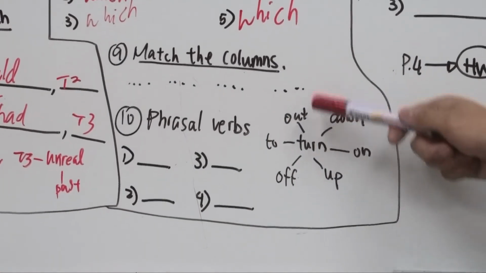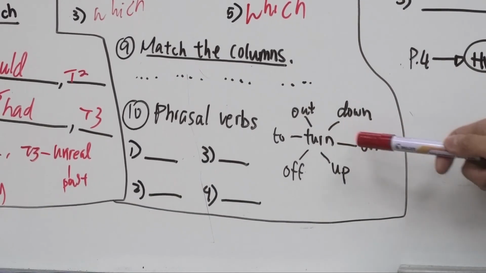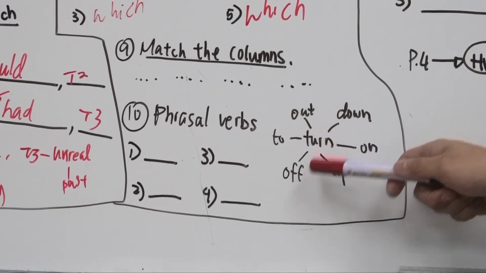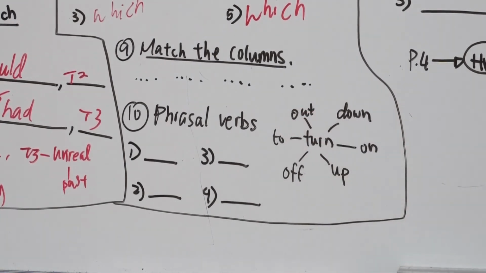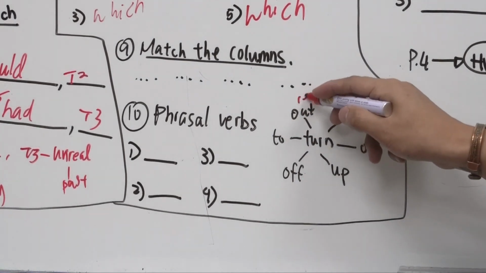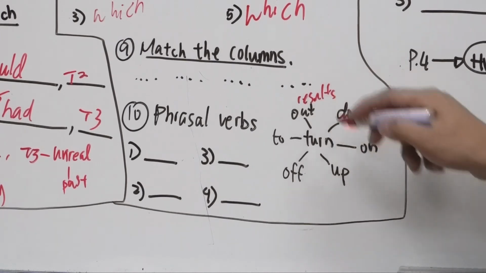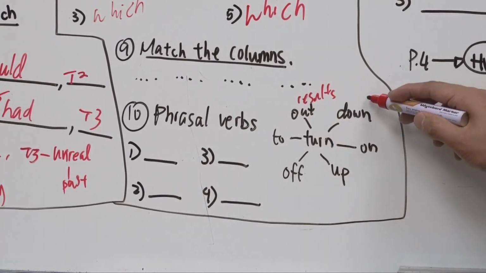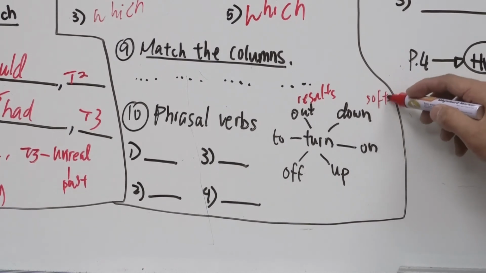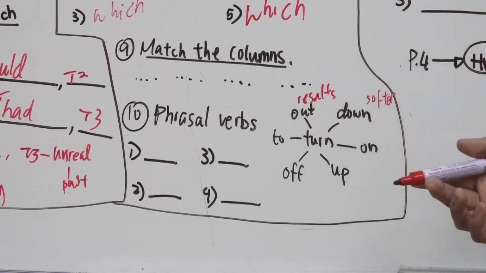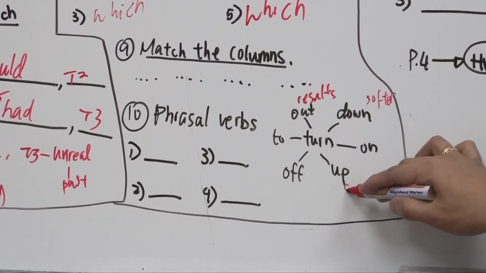Phrasal verbs. Turn out, turn down, turn on, turn up, turn off, and turn to. Turn out, right? Turn out means results. Turn down means to make it softer. Turn on, very easy, turn on something. Turn up means to show up.